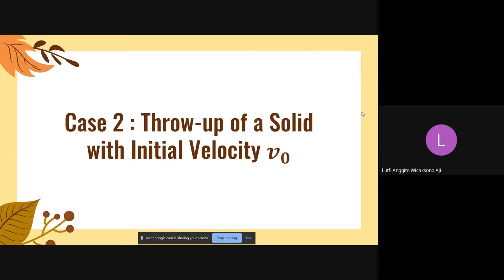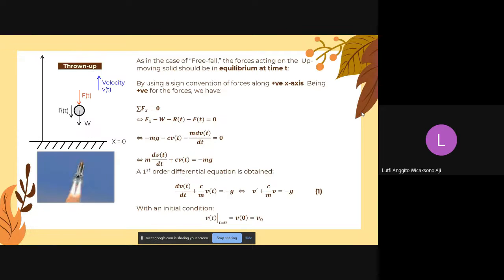So for case 2, the throw up of a solid with initial velocity v0. For the throw up case, the object is thrown up into the air as shown in the figure.